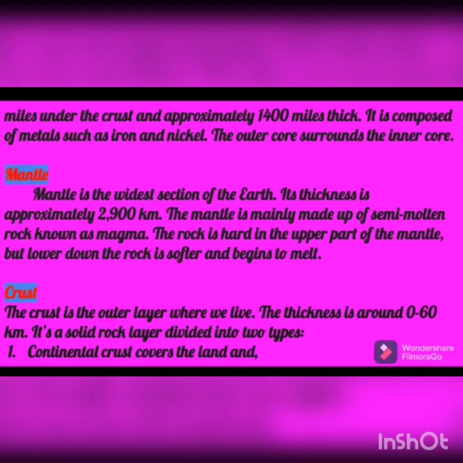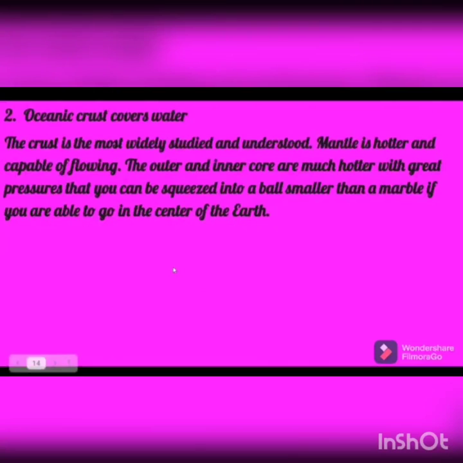Then the last layer of Earth is the crust. It is the outer layer, the covering of the Earth, the layer in which we live. Its thickness is around 0 to 60 kilometers. It's a solid rock layer divided into two types. Continental crust covers the land and oceanic crust covers water. The crust is the most widely studied and understood.